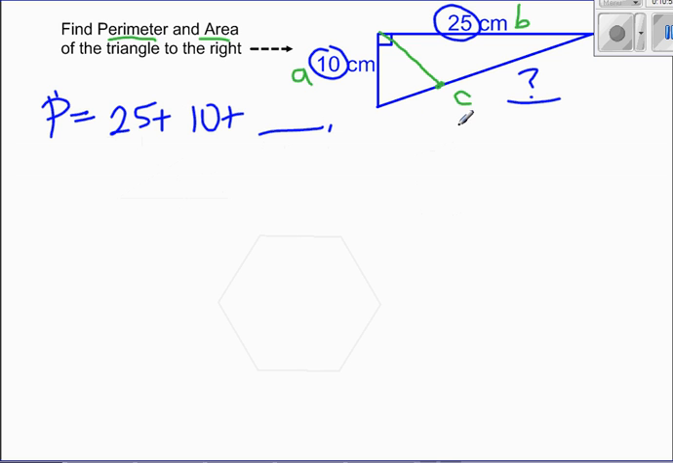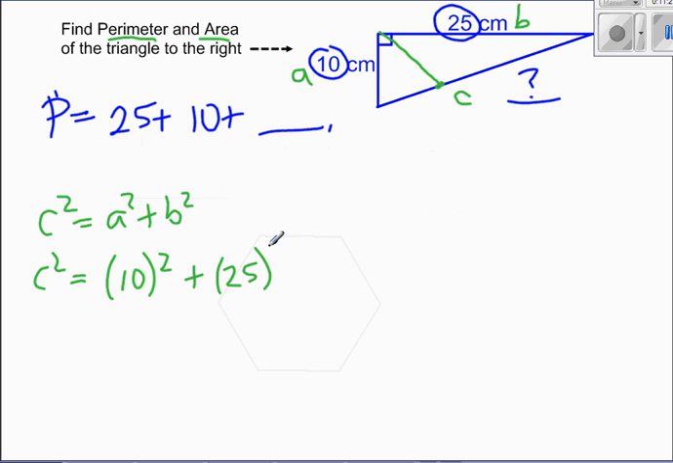So my next question is, how am I going to find this side length? Well, obviously, that's the hypotenuse of this triangle, which means I'm going to use the Pythagorean theorem. So c squared equals a squared plus b squared. I don't know what the hypotenuse is, but I do know that a, we called it 10, so 10 squared plus 25 squared. So c squared equals 100, 10 squared is 100, plus 25 times 25 is 625. So c squared equals 725.